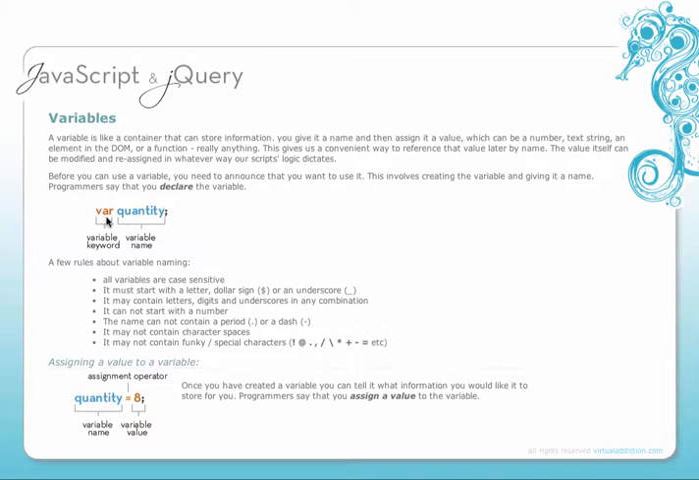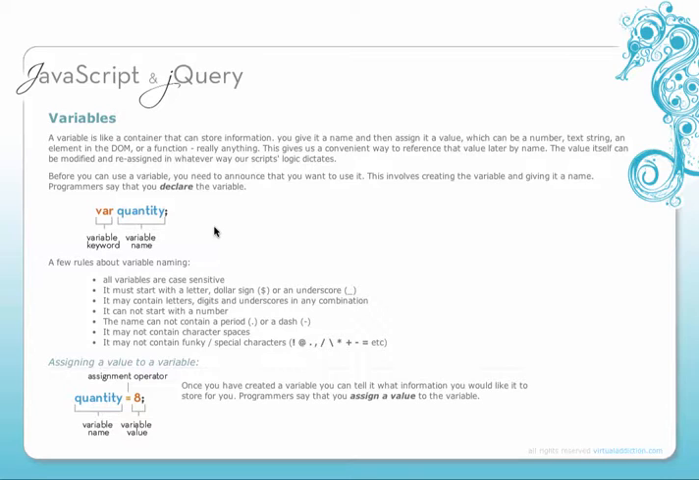In order to use the variable, you must give it a name. This is also referred to as an identifier. In this case, the variable name is called quantity. If a variable name is more than one word, it's usually written in camel case, which means that the first word is all lowercased and any subsequent words have their first letter capitalized. You don't include any spaces.